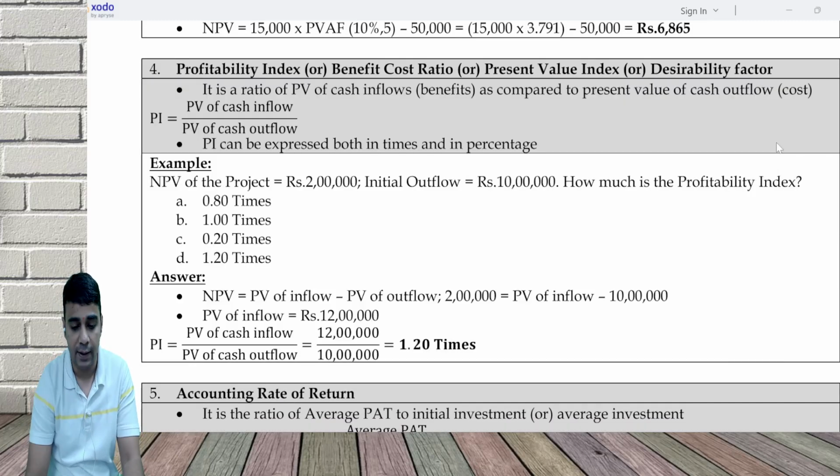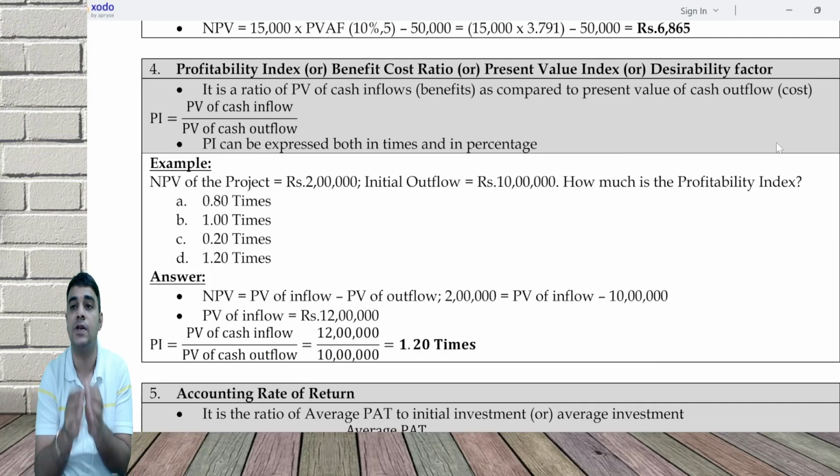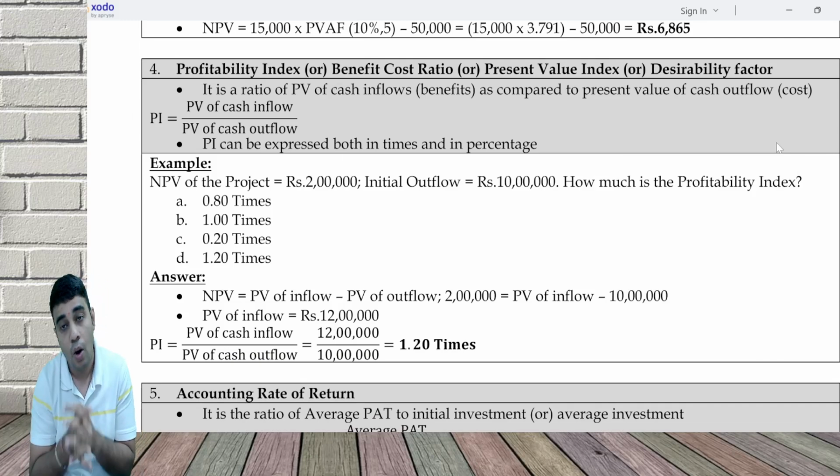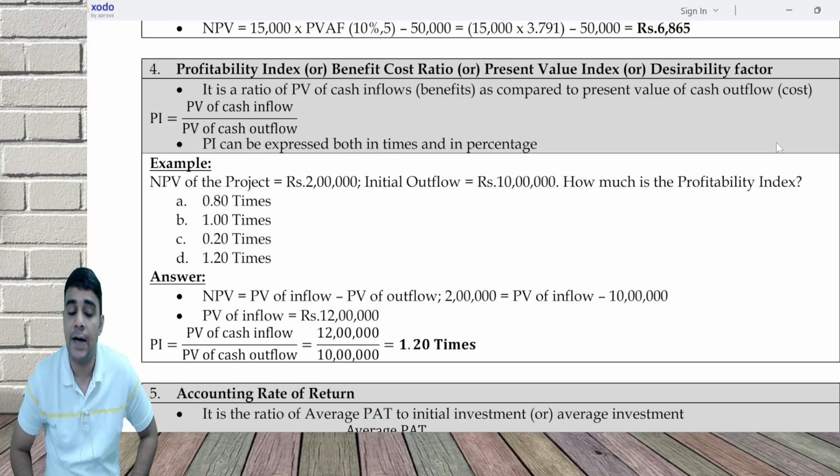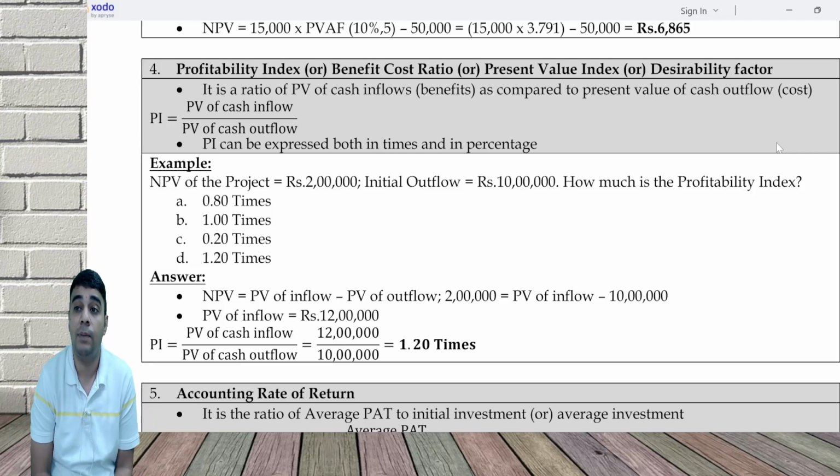Accounting rate of return. This is the only technique which focuses on accounting data. All other techniques focus on cash flow. Why we focus on cash flow is that cash flow cannot be altered by a person by just playing around with it.